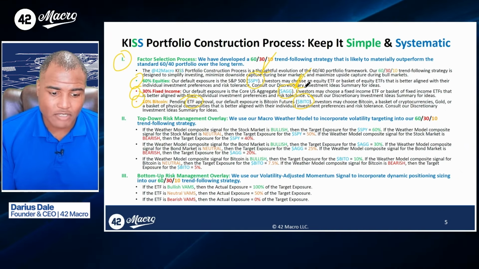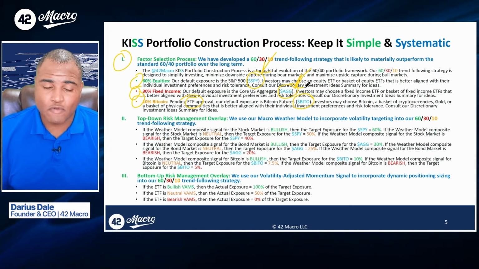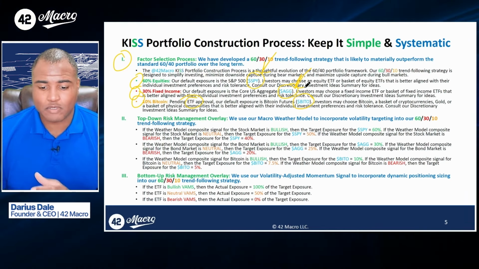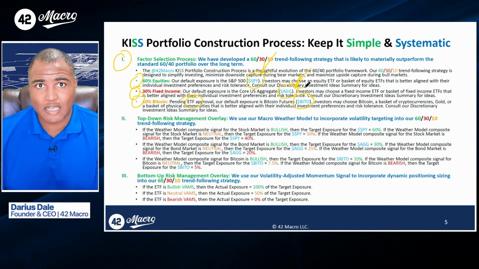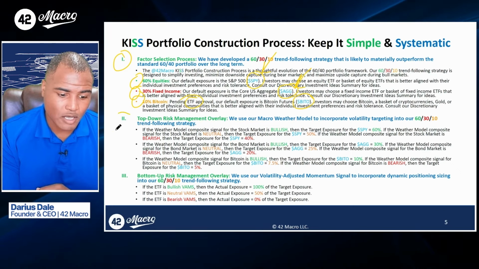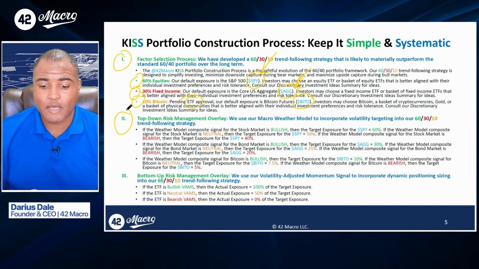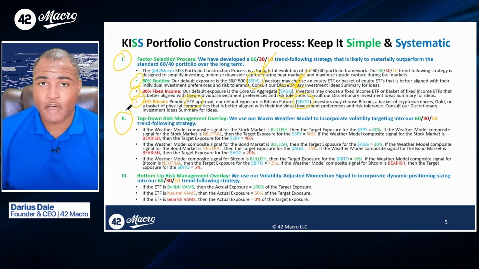So obviously adding an asset as volatile as Bitcoin into a traditional 60-40 style portfolio comes with a whole host of risks. Obviously, there's a lot of reward associated with that risk, but it's our job as dutiful and systematic macro risk managers to help, again, maximize that upside capture in bull markets across these asset classes while also minimizing that downside capture. And we do that in two ways. The first way is our top-down risk management overlay. We use our macro weather model to incorporate volatility targeting into our 60-30-10 trend following strategy.